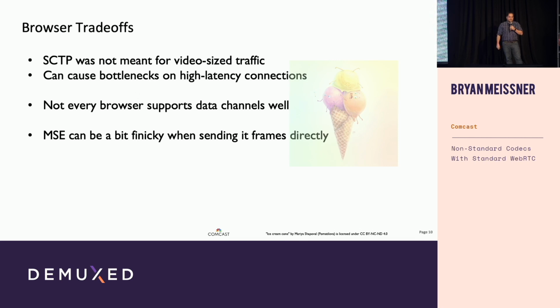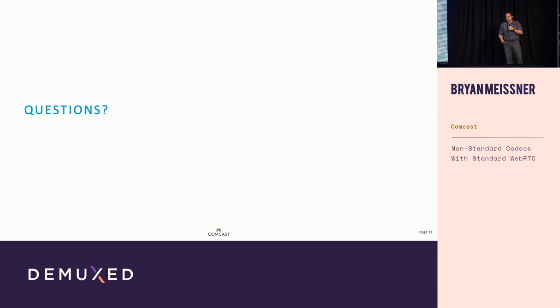And moving on to the browser and the data channel. Stream Control Transmission Protocol wasn't meant for video-sized traffic, and because it guarantees packet delivery, it can cause bottlenecks on high latency connections. Not every browser supports data channels well. Edge and Safari were problematic. Edge will pick up data channel support as they move to Chromium. And finally, back when we did this, media source extension can be finicky when sending it frames directly. And so we did have to spend a lot of time massaging that flow in order to ensure a smooth and error-free experience. And that's it.